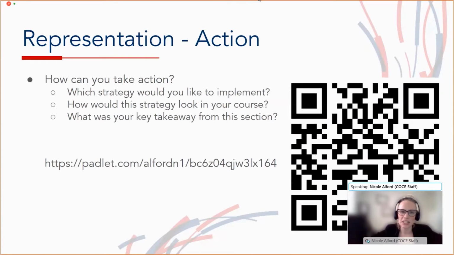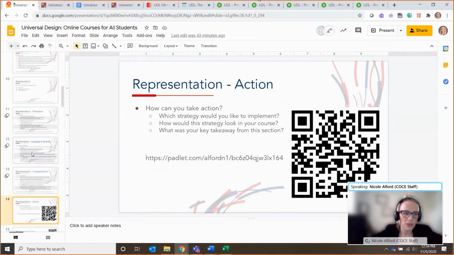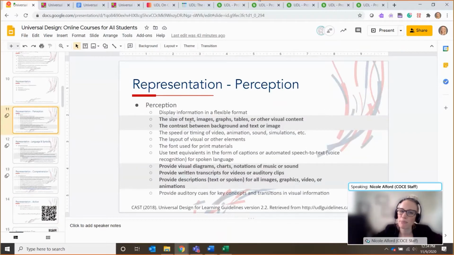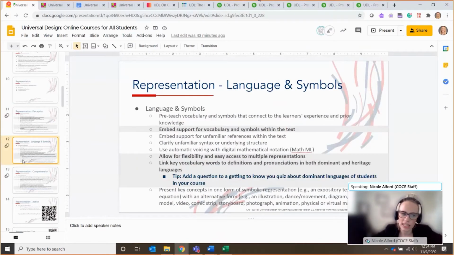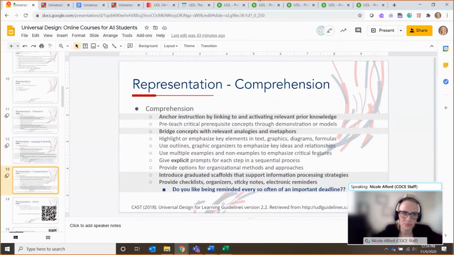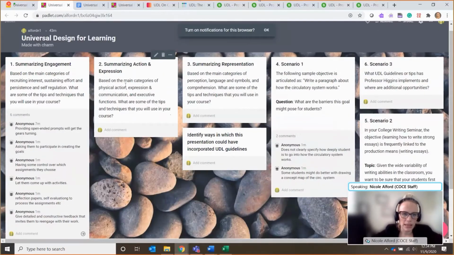So we're going to take another break and we're going to talk about representation. The representation we discussed today is that same Padlet link. I think we can maybe put that in the chat so we can get back to that link, but if not, that's okay. It's that same link that we had before. And so I'm going to exit out of here. Again, the representation focuses on perception, language and symbols, and comprehension. So we want to put them in this, if that's okay, in this summarizing action and expression.